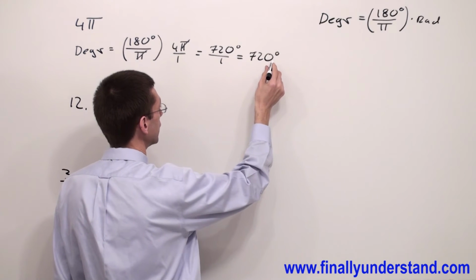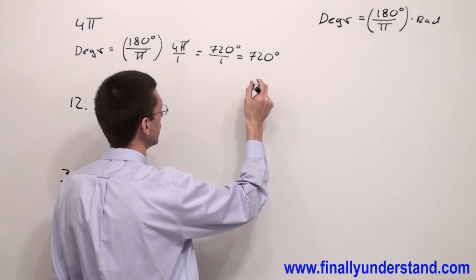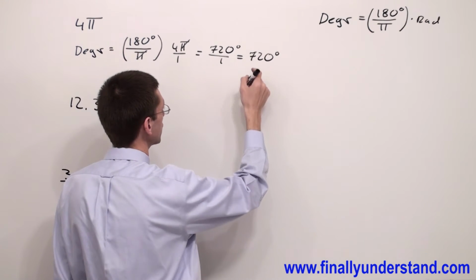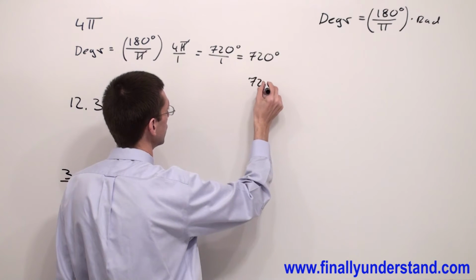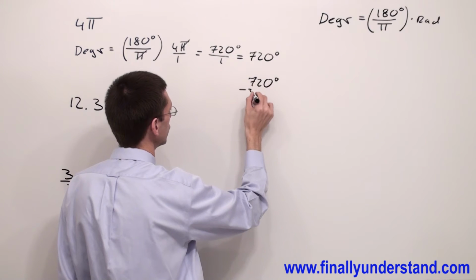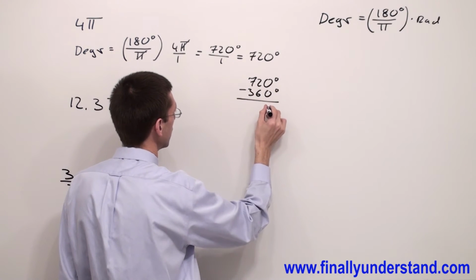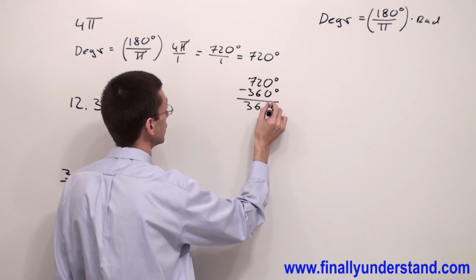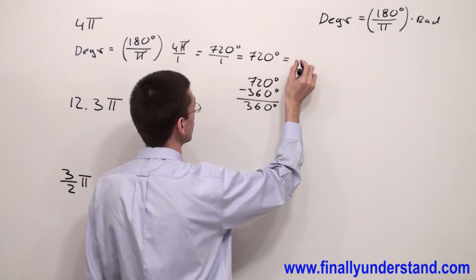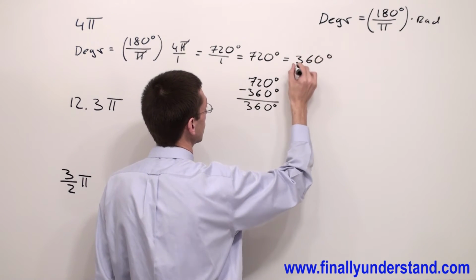720 is greater than 360. So what are we supposed to do? We're supposed to subtract 360 degrees from 720. 720 degrees minus 360 degrees is equal to 360 degrees. So the answer for this problem is 360 degrees.